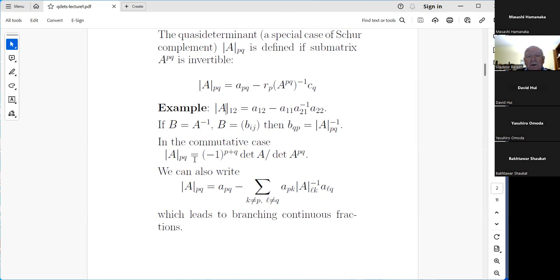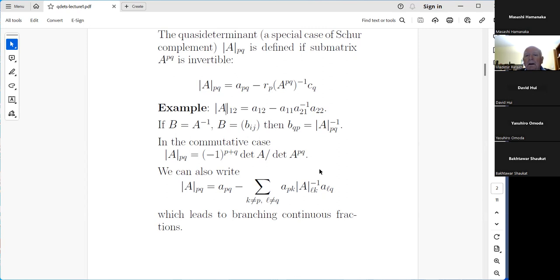Now also what is interesting and in many cases useful is that you can present the inverse elements of APQ in the following form. I'm sorry, I have to write here APQ. I missed this. So I will correct the file and send it to Masasha, it must be APQ, the same matrix as this one.